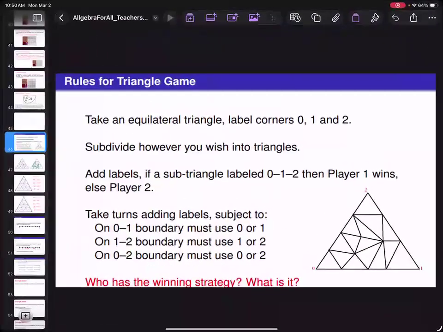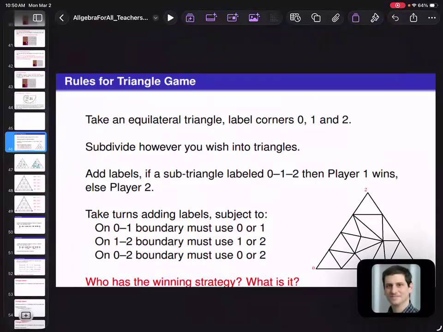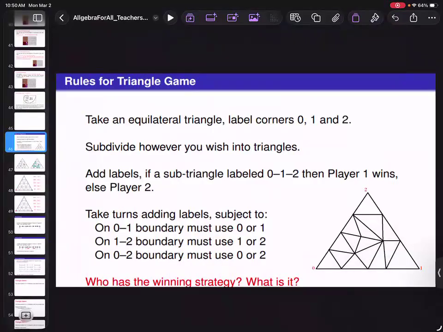Okay, so I want to move on to another fun game. This is the triangle game. Who do you think is going to win, me or you? Yeah, great. Exactly. Well, okay. Well, the house always wins.